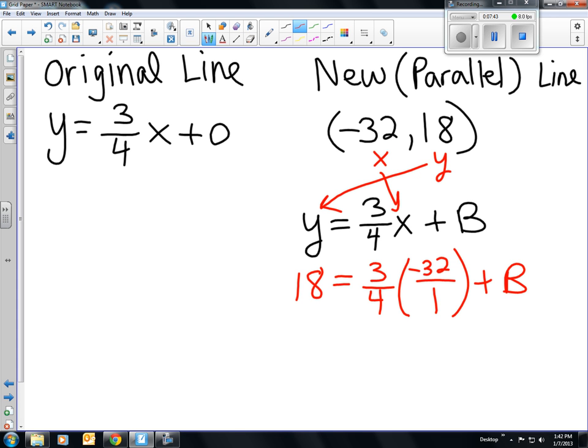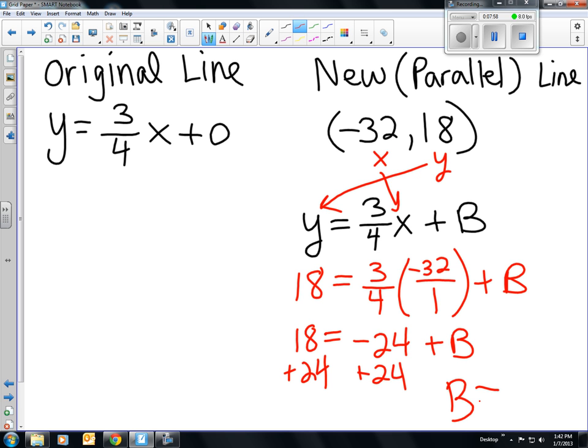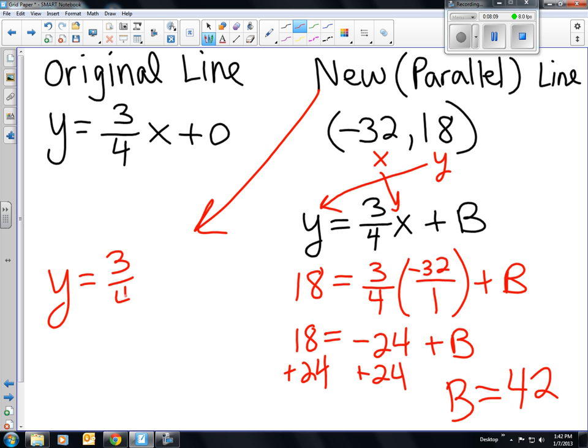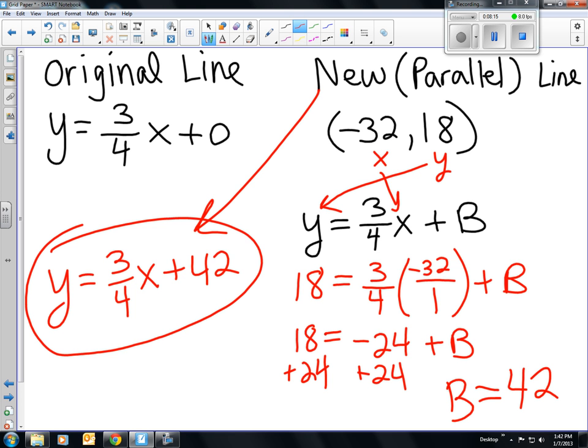And here, when you multiply the 3/4 and the negative 32, you're going to get negative 24 plus b equals 18. And then you're going to add 24 to both sides. And therefore, b is going to be equal to 42. Okay? Now, we're going to use that for the new equation, which will be y equals 3/4 x plus 42. And again, we could see that that is a very large y-intercept. We probably wouldn't be able to find that very quickly on the graph. And so this concludes our lesson on parallel lines.